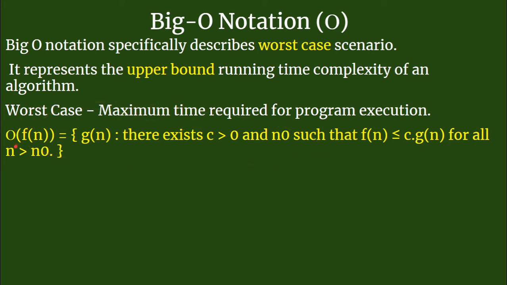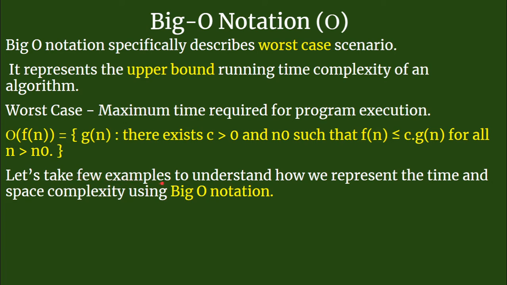Mathematically, this is defined as big O of f(n) equals the set of all g(n) such that there exist c greater than 0 and n0 such that f(n) is less than or equal to c times g(n) for all n greater than n0. So actually this mathematical definition says that f(n) is always less than or equal to c g(n), which means it is always the maximum time. So c is the constant over here.